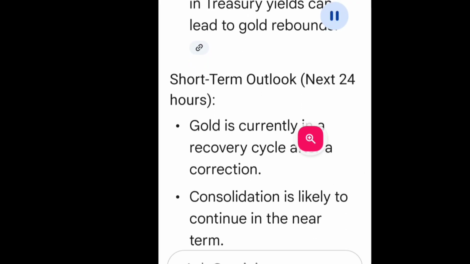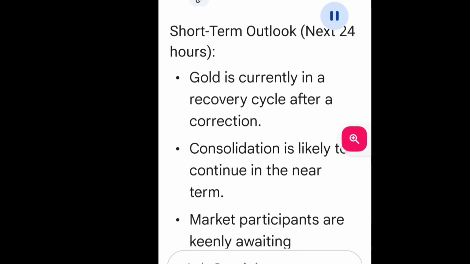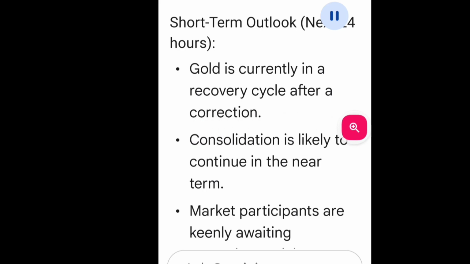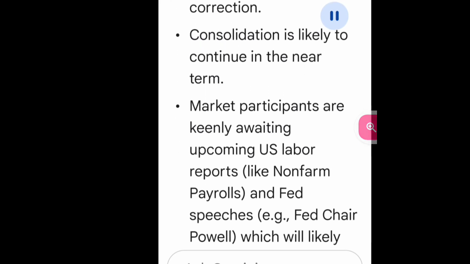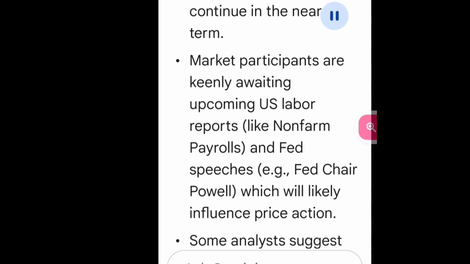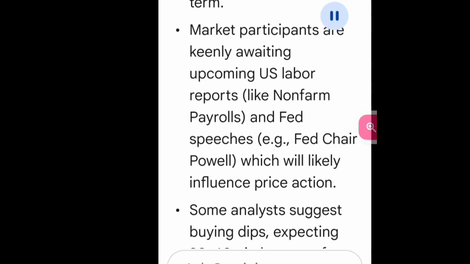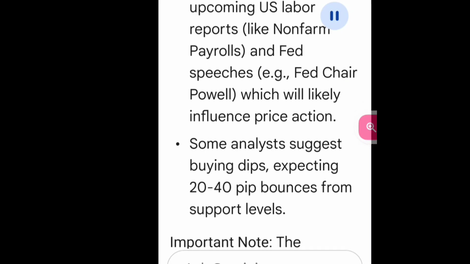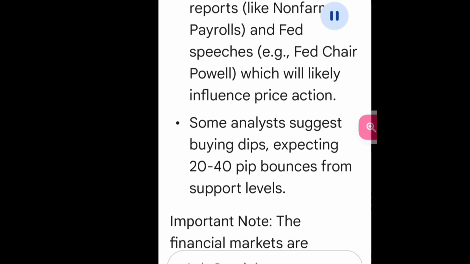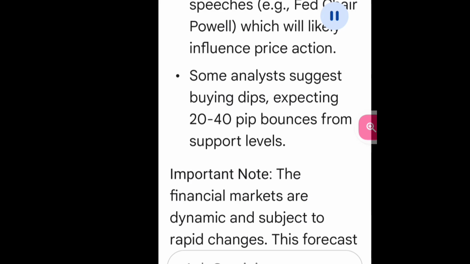Short-term outlook, next 24 hours. Gold is currently in a recovery cycle after a correction. Consolidation is likely to continue in the near term. Market participants are keenly awaiting upcoming U.S. labor reports, like non-farm payrolls, and Fed speeches, e.g., Fed Chair Powell, which will likely influence price action. Some analysts suggest buying dips, expecting 20 to 40 pip bounces from support levels.